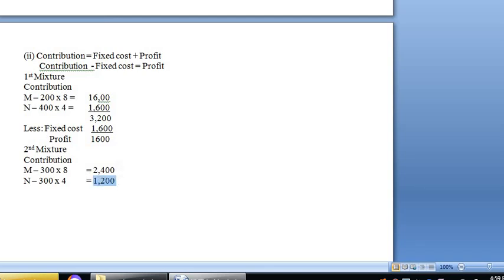Make total of these two. So that will be 3600, less fixed cost. Fixed cost is 1600 for all the mixtures. Less 3600 minus 1600 is 2400 is the profit.